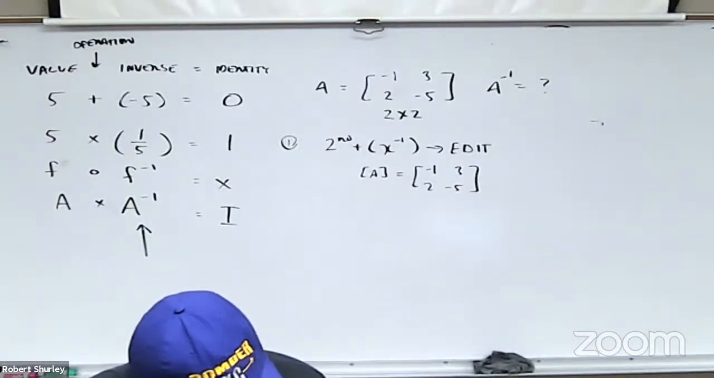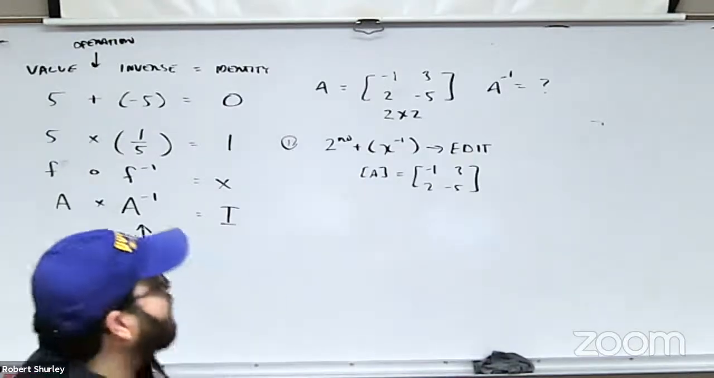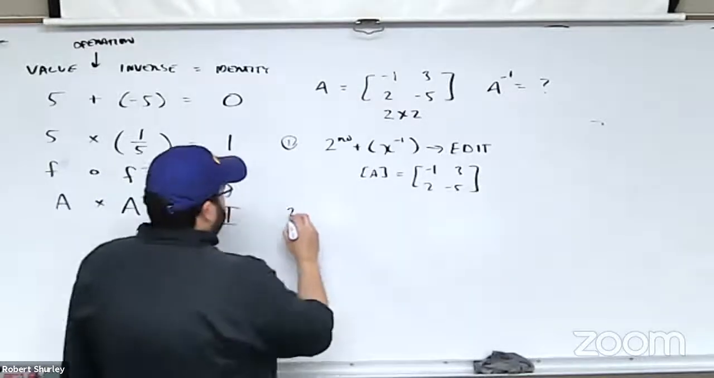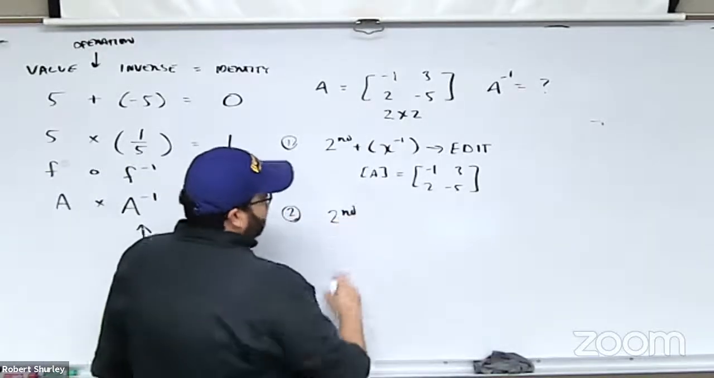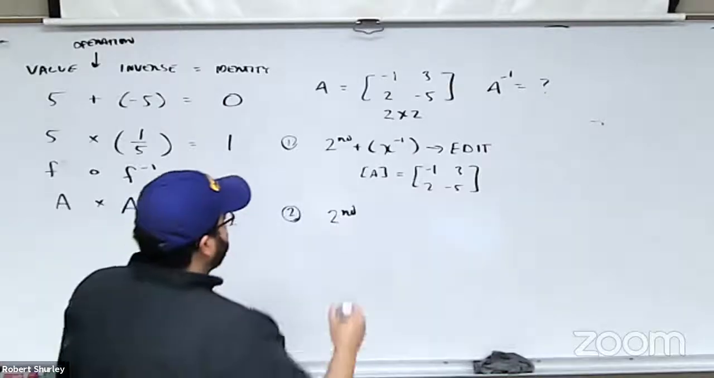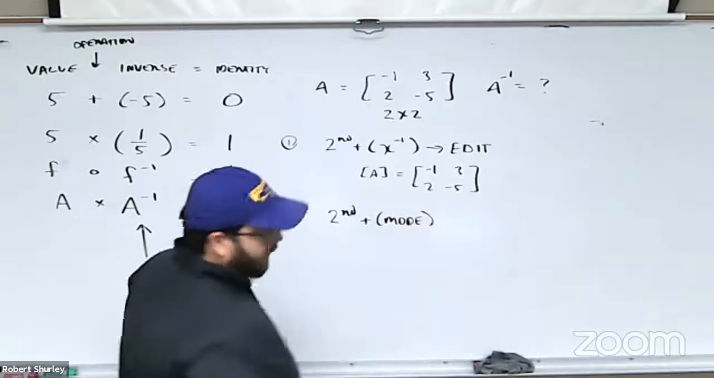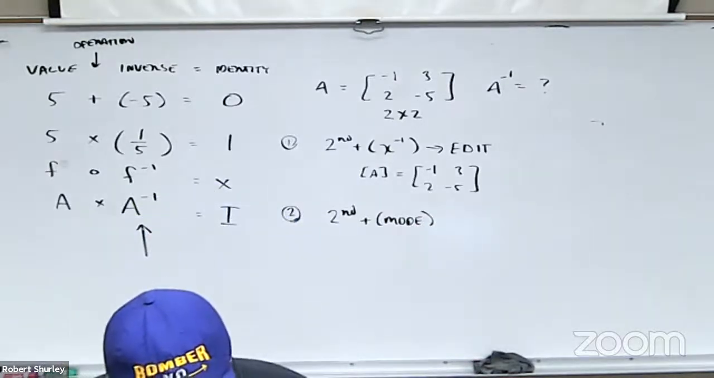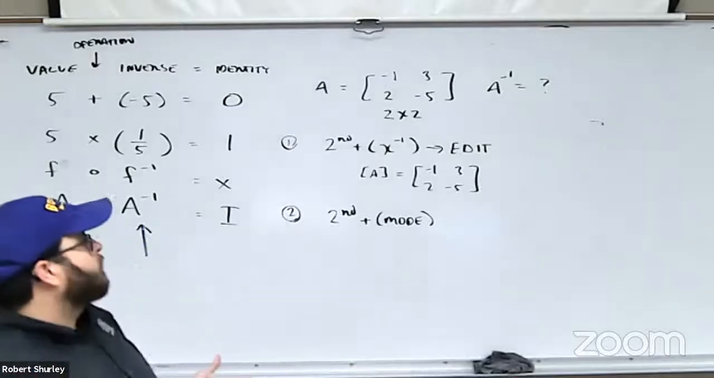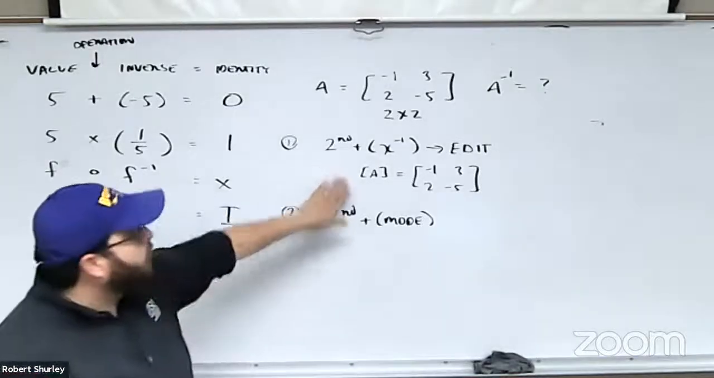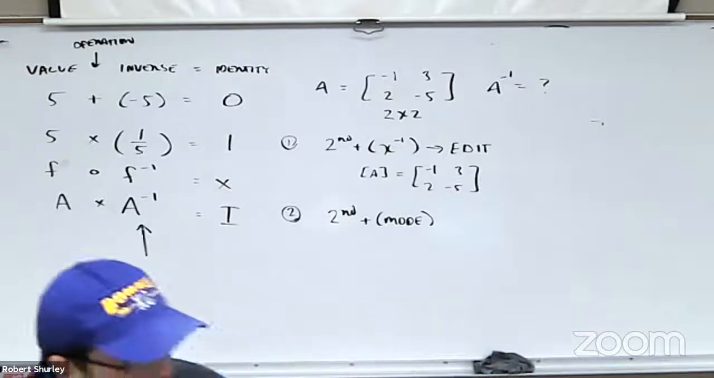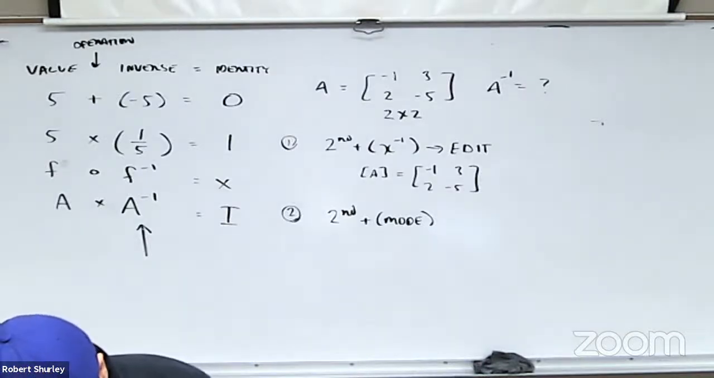-1, 3, 2, -5. And then I need to go back to the original home screen. So remember, to get back home, I'm going to hit second and then quit, which is actually second, then mode, which is second quit. Okay. And that gets me back to the home screen. Once you have this, I'll give you just a second. Once you have that in, go back to the home screen. And we're just kind of back where we started.